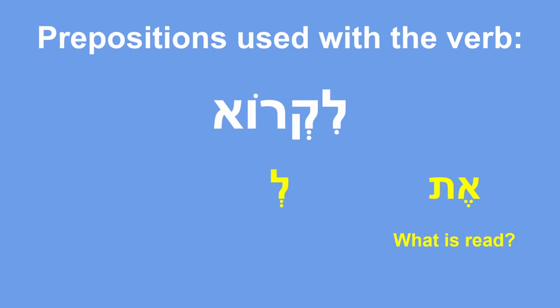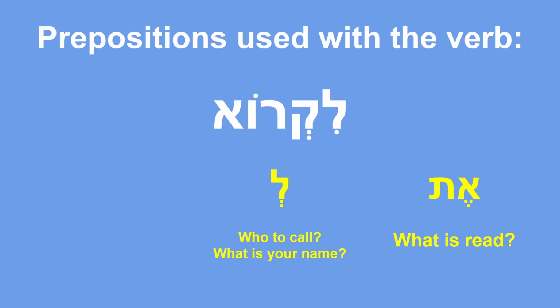The le preposition is used when we are calling someone. For example, it's not by phone, because for that we're using another verb, lehikare. Likro le means to call someone by name. Hey, come here. This is the action of calling someone. Or somebody is calling you, come here. It's not by phone, but rather he's calling your name and asking you to come over.